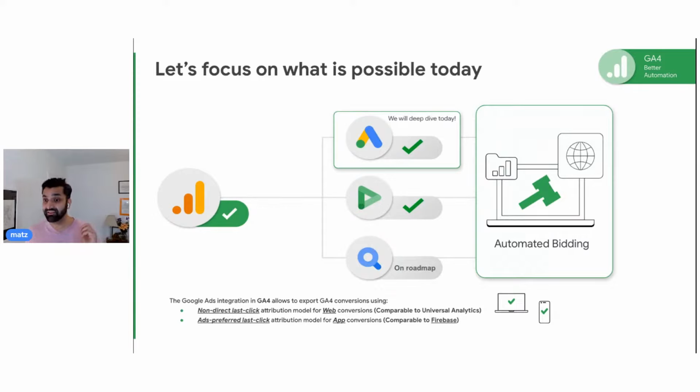What I mean by that is there is a setting or a rule in place, which was always in place for Universal Analytics, that administered how we brought data from Google Analytics into Google Ads. The way I would describe it is a backend model. For web conversions, we looked at non-direct last click when we would export data in ads. And for app conversions, we looked at something called the ads preferred last click model.